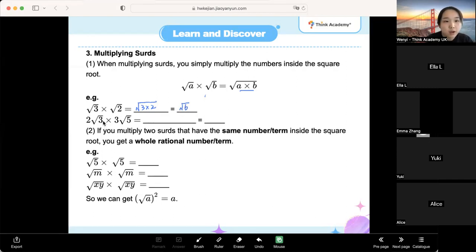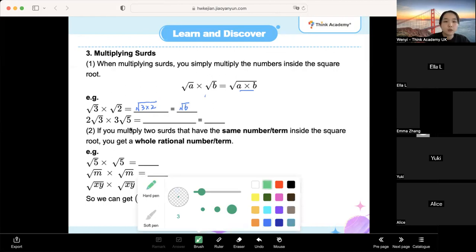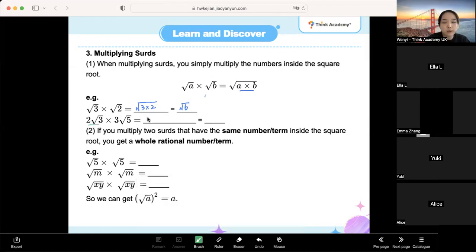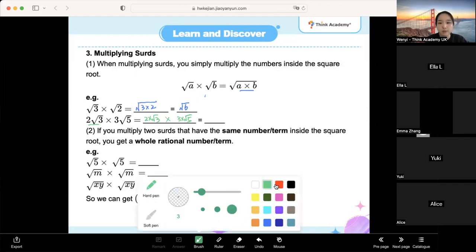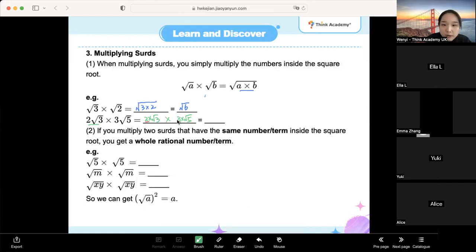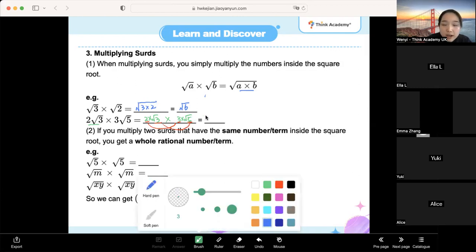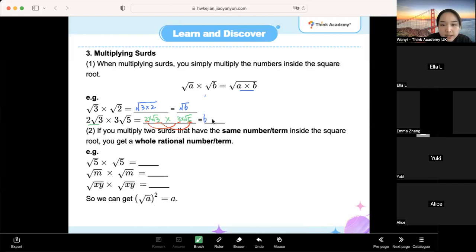And another example, when we have 2 root 3 times 3 root 5, what can we do? We should first know that this 2 root 3 can be written as 2 times root 3. Similarly, this 3 root 5 can be written as 3 times root 5. Then we just multiply them together. And the next step is just to multiply rational numbers by rational numbers and surds by surds. Then we can get our final answer as 2 times 3 equals 6 times root 15.